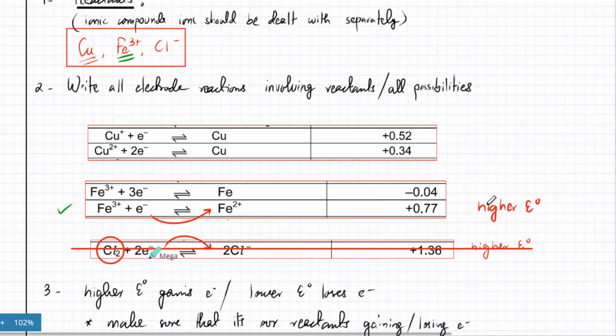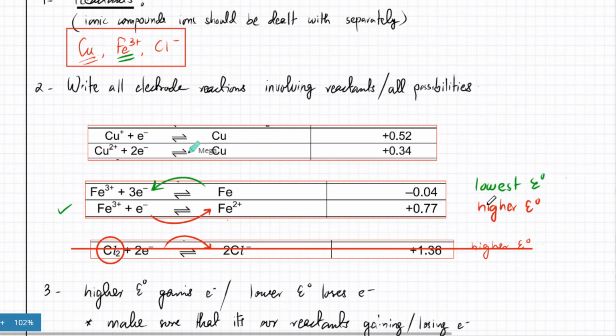And for lower E naught, you're going to do the same thing. So who's going to lose electrons? Now we're going to focus on losing electrons. Now at the moment, the lowest E naught is minus 0.04 volts. So that's our lowest E naught, and so it's the one that has the highest tendency to actually lose electrons.